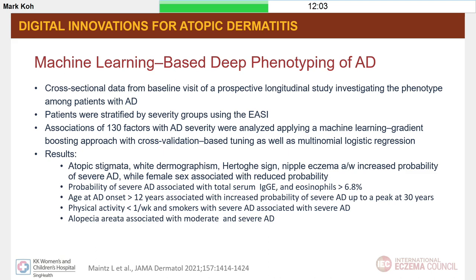So this was a study looking at deep phenotyping of atopic dermatitis. They used a lot of data fields to put in, and they found that certain factors may be associated with severe atopic dermatitis. I've been trying to work with a group from National Skin Center to draw fluid out from skin to test for the cytokine levels in the skin, and hopefully from there we can better target our patients with the correct biologic.